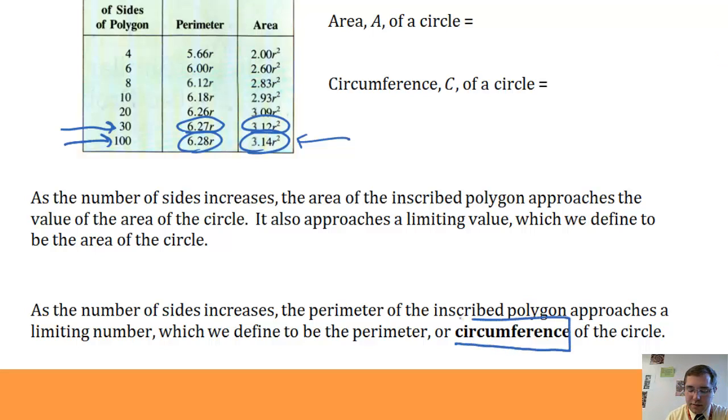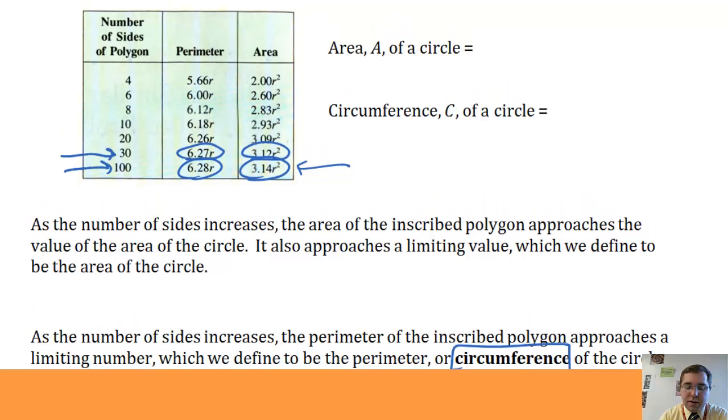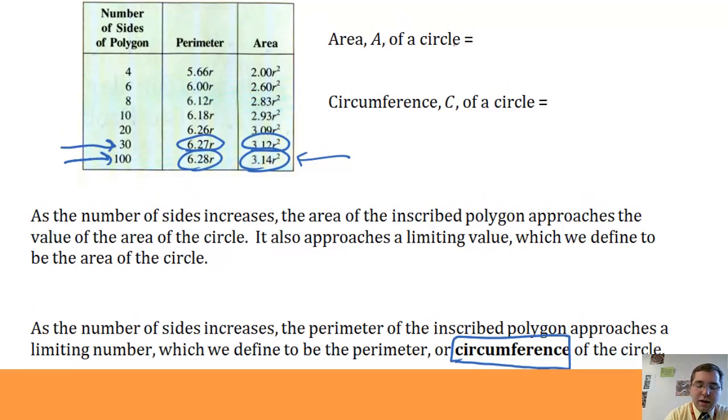We call it the circumference of the circle. So the circumference of the circle is essentially the perimeter of the circle. It's the measure around the circle, whereas the area is measuring the inside of the circle, how much space the circle is filling. So the area A of a circle equals pi times r squared as our chart is approaching that. So that's the way we define it.